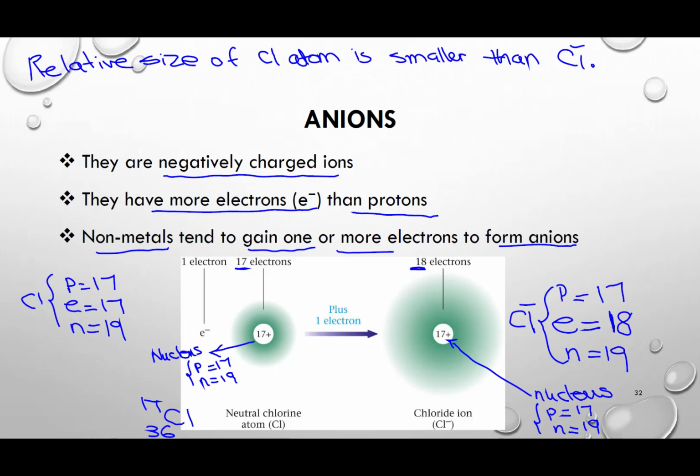because chloride ion has more electrons than chlorine atom. Then chloride ion has 18 electrons, whereas chlorine atom has only 17. That's why the relative size of the chlorine atom is smaller, as you could see in this picture. Okay.